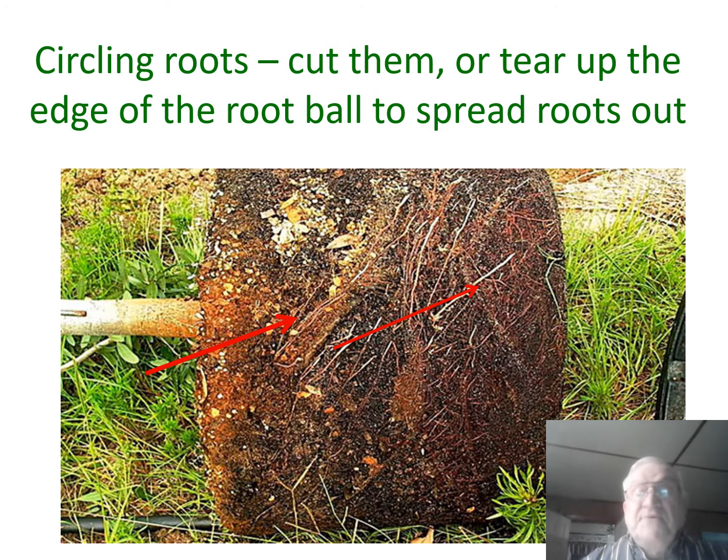Now, the circling roots have to be cut when you put plants in. Otherwise, they'll keep growing in circles even though they have plenty of room to grow. But cut the roots on the outer layer of the root ball and on the bottom and the sides, and spread the roots out just a little bit.